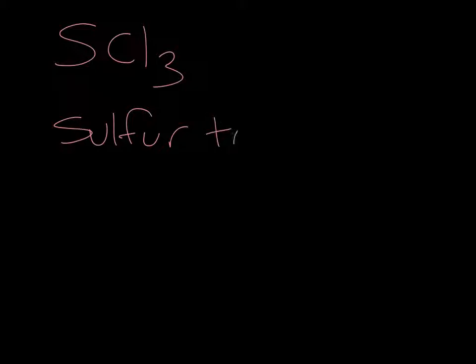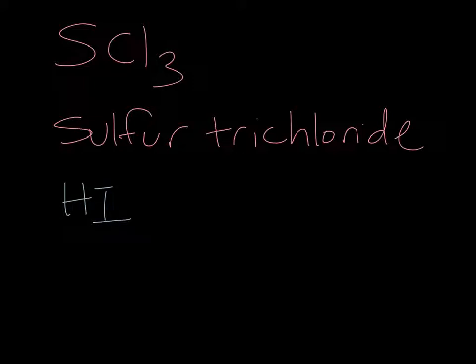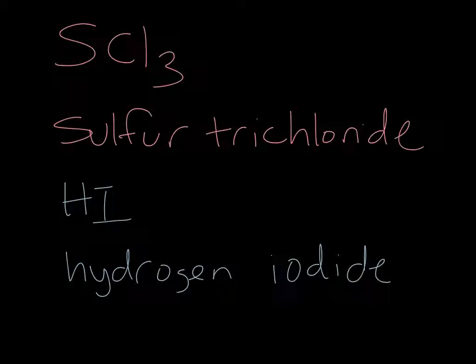So let's look at another example. We could have here sulfur trichloride. Now when you have an element that is in a 1-to-1 ratio here, so we have HI, we usually don't use the mono for either one. So this would just be hydrogen iodide. Okay, so when it's a 1-to-1, you don't need a prefix for either, and it's assumed that it's 1 on each one.